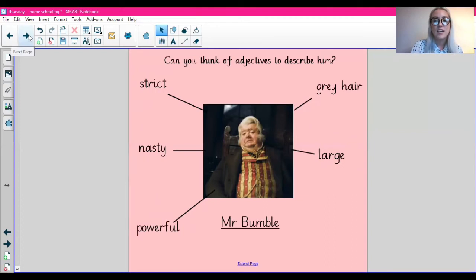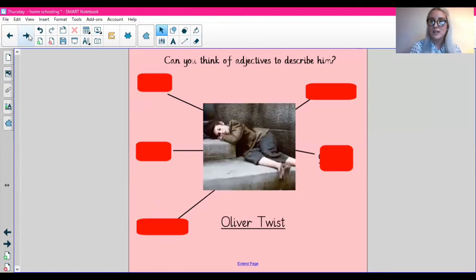Our next character is Oliver Twist. So those are the two characters you can choose to describe today, Mr. Bumble or Oliver Twist. So just like we did with Mr. Bumble, pause the video here and see if you can think of some adjectives, so some describing words, to describe Oliver Twist.